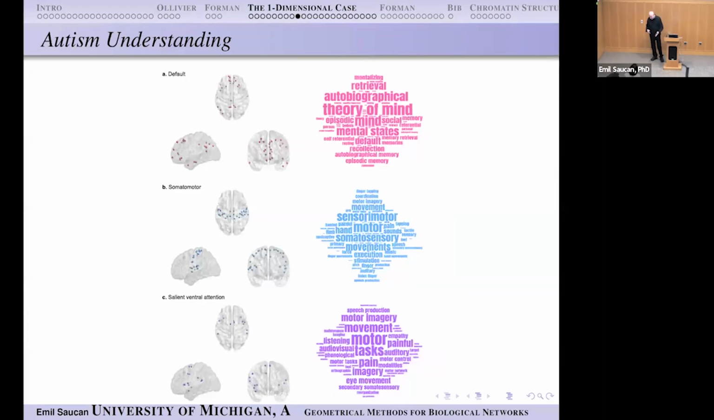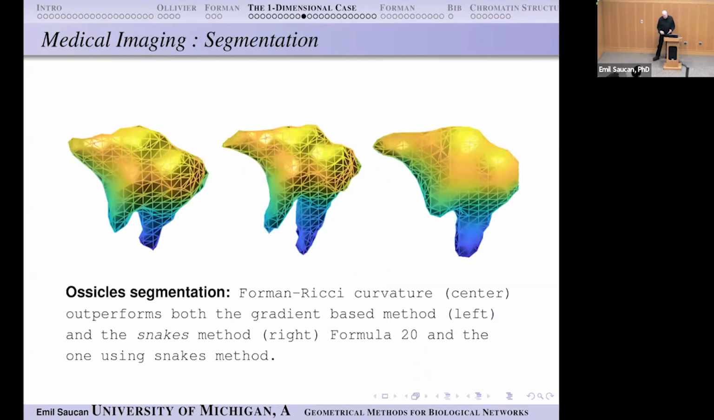So we applied this to try to understand better autism, to find more centers associated with it. And there are good results for both Olivier and Foreman. I won't get into that. That's a talk by itself. And you can use it for medical imaging. For instance, you wanted to do this automatic segmentation of the ossicles, which are the smallest bones in the human body. It's very hard to see them. So we did this with Ricci, and these are 2 classical methods to see, with far less resolution.